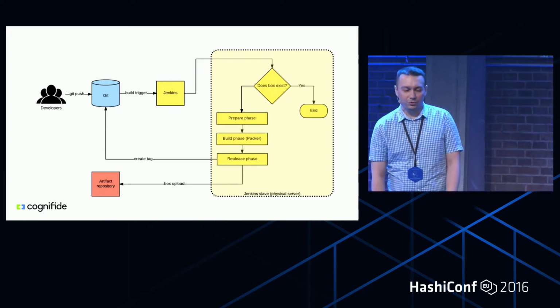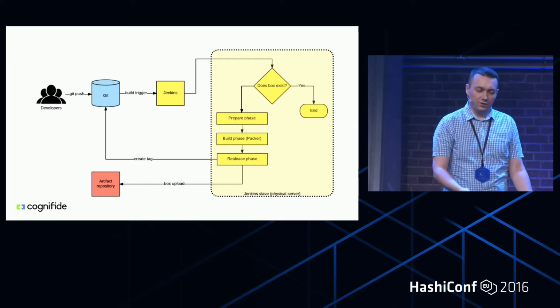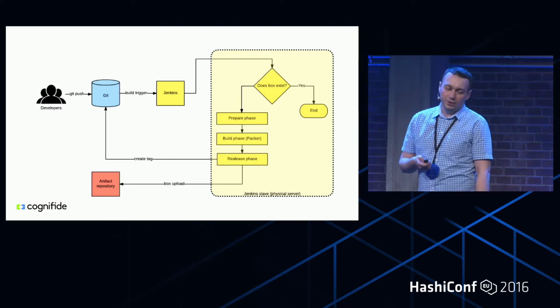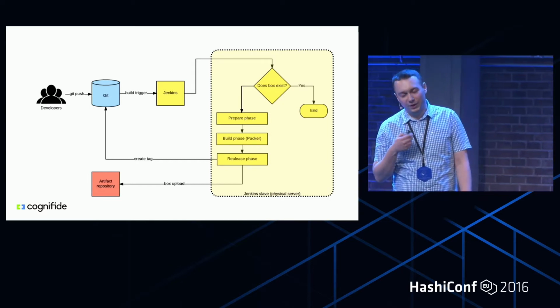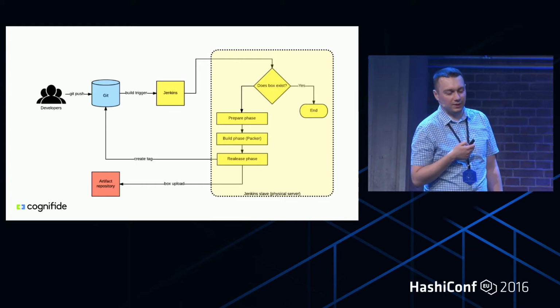We have a Git repository that stores all the Packer files, which is basically a JSON file. Whenever you push something to that repository, a build is triggered on Jenkins that actually delegates the work to a physical slave.